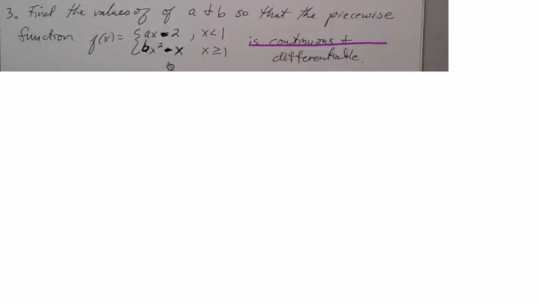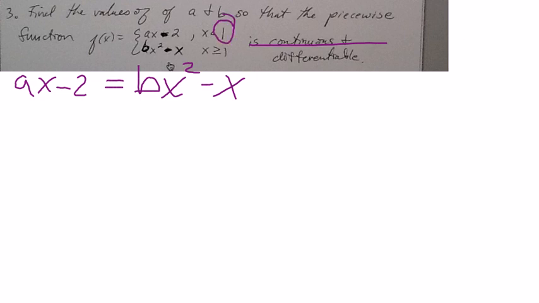So in order to do that, we need both halves of these functions to equal each other at the x value of 1. So I'm going to set them equal to each other. Ax minus 2 equals bx squared minus x. And I want them to be equal to each other at the x value of 1. So I can substitute 1 in to this equation for x to get a minus 2 equals b times 1 squared, which is 1, which is just b, minus 1.